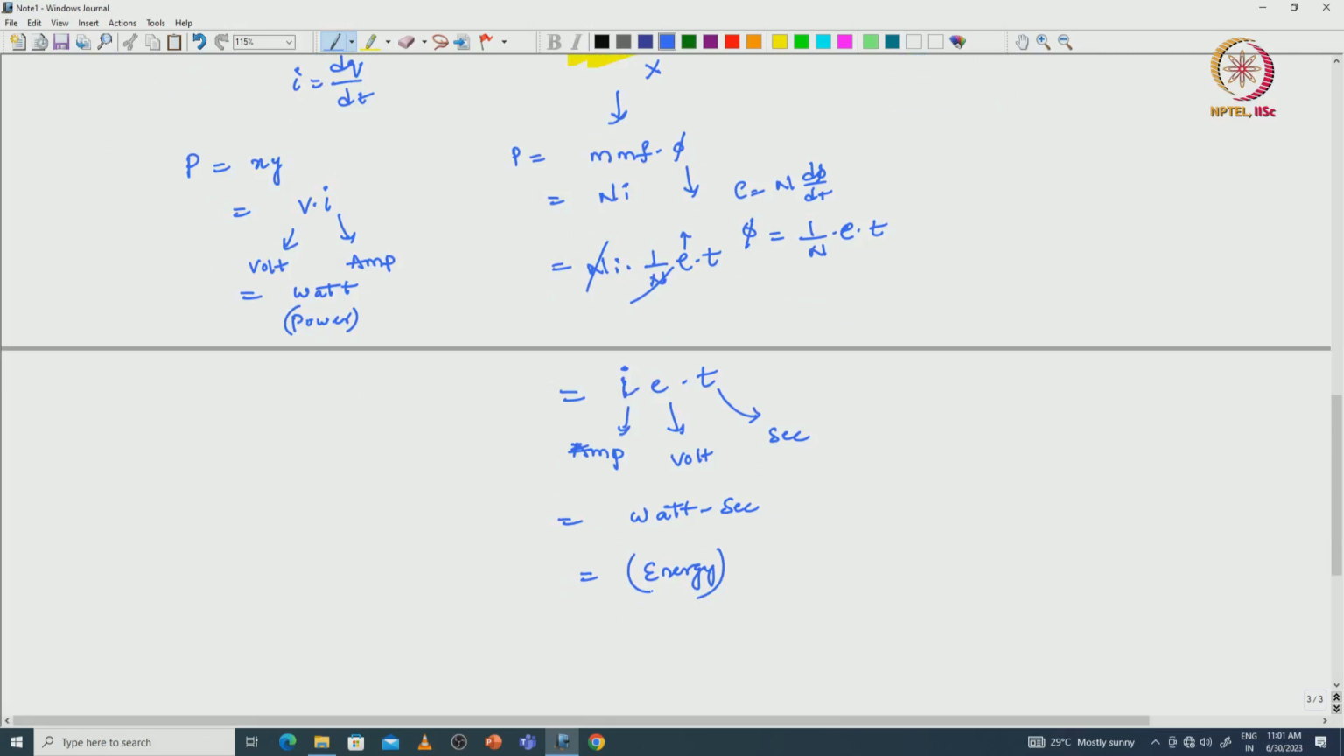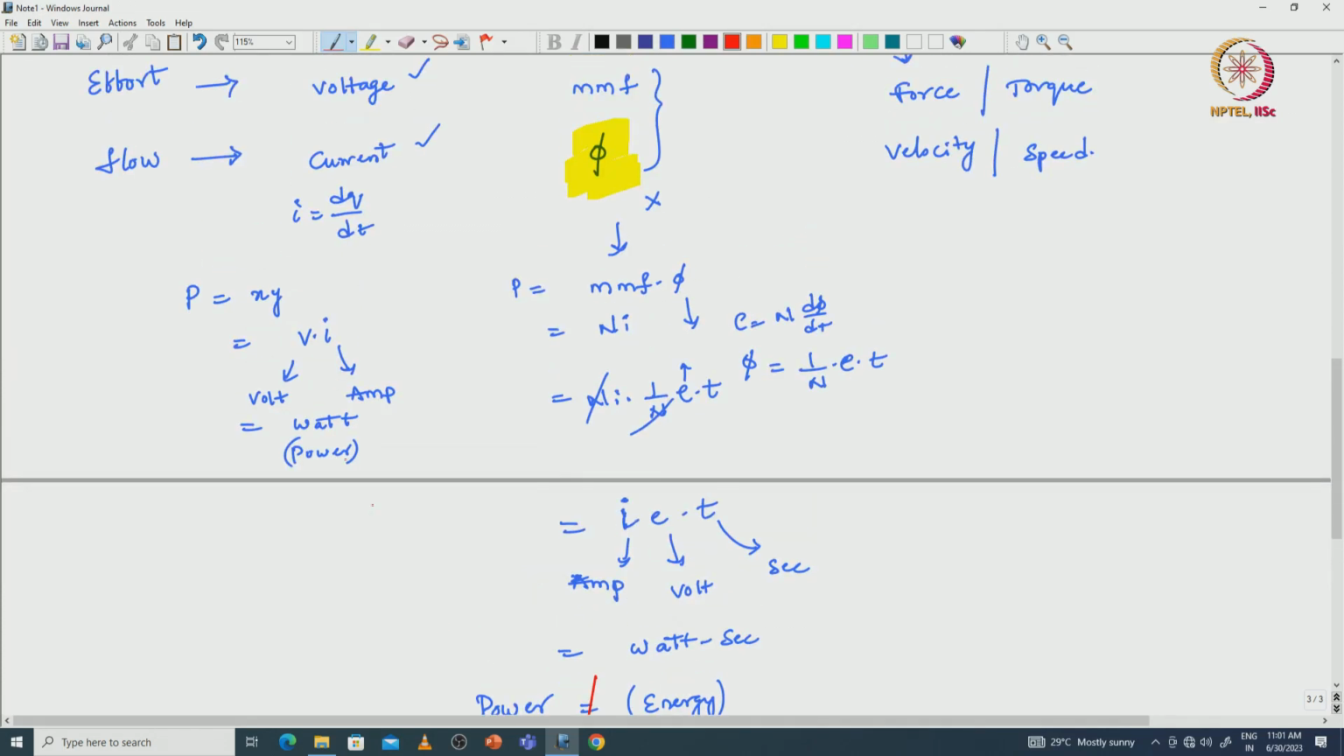Power equals to energy, is it correct? The answer is no. Power is not equal to energy. So, from the electrical domain to the magnetic domain, the representation of flux is wrong. We should not use flux as a flow variable.